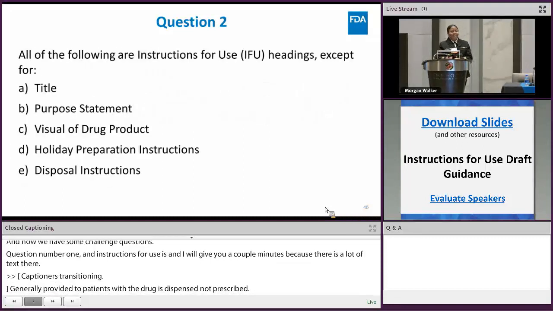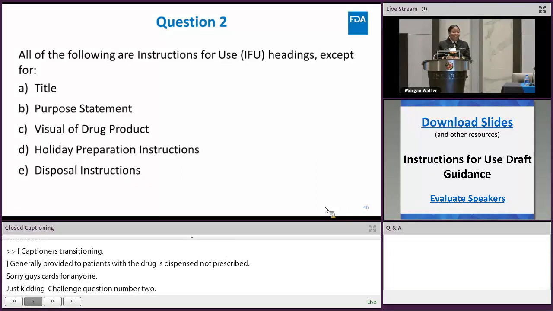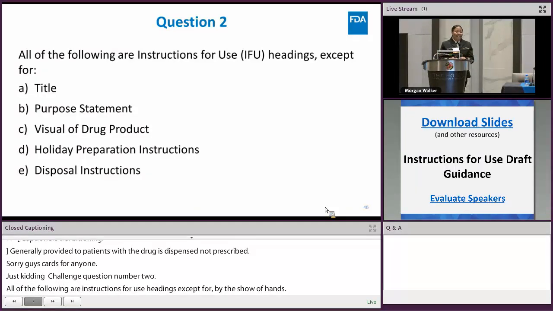And challenge question number 2. All of the following are instructions for use headings except for, by show of hands, does anybody think the answer is letter A, letter B, C, D? See, you got to give me some credit. I gave you that one, letter E. So the answer is letter D. Holiday preparation instructions are not part of the instructions for use headings.